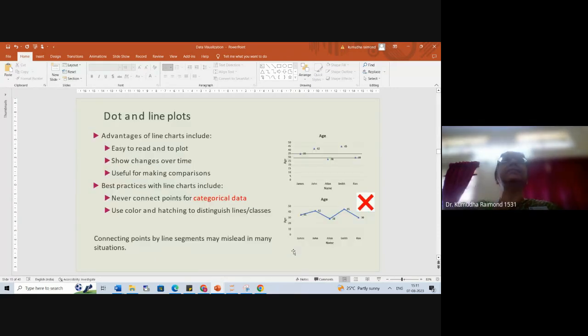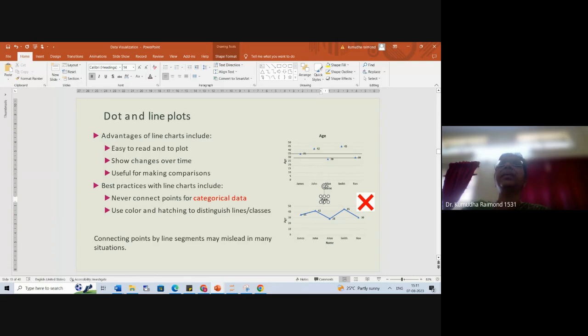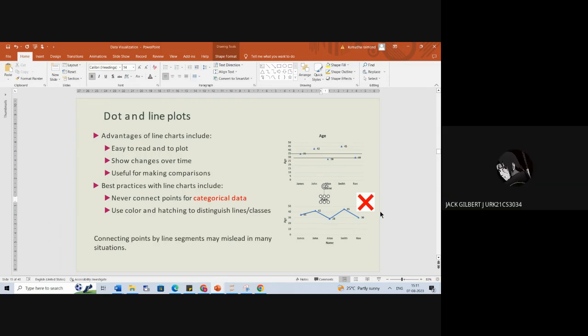It's very, very easy. Advantages: it is very easy to understand, as you can see over here. Forget this, imagine it is temperature. You can see here how the data trend changes from one point to another point. It's very easy to plot and read, and it shows the changes over time. The line plots show continuous data.